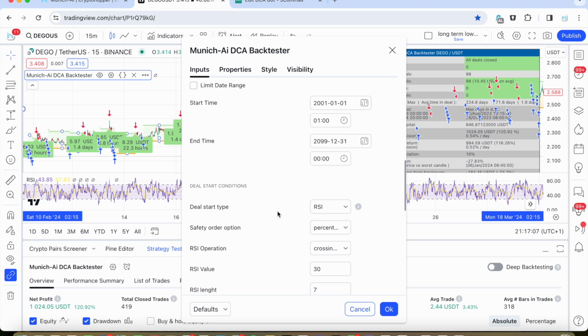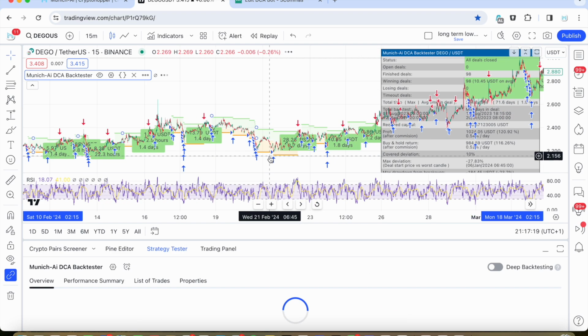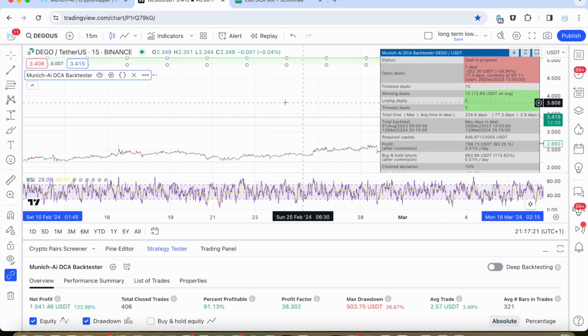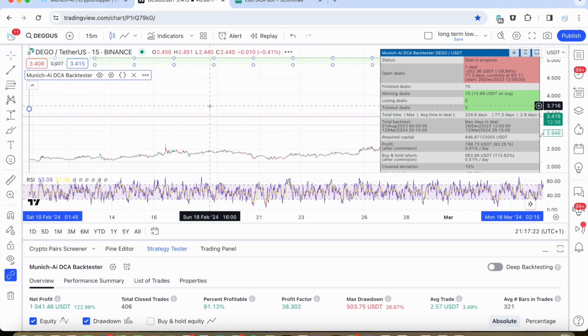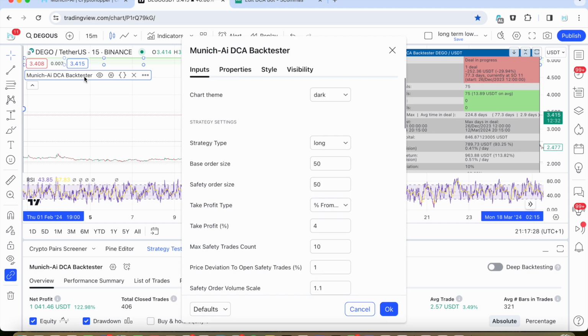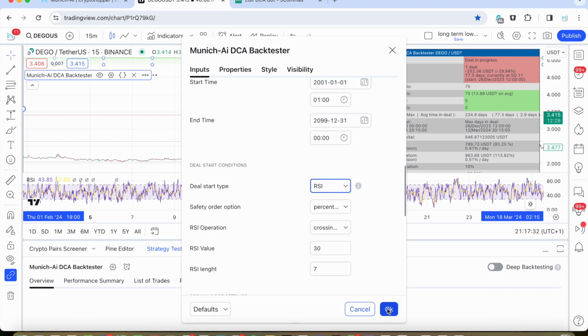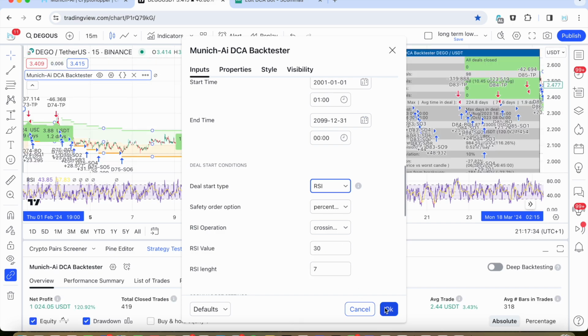And the special thing is the RSI. In the last video, please watch it if you haven't, I have explained the deal start condition RSI, which is really important in this bot. If we put it on as soon as possible, you will see directly what happens. We were stuck in trades and made no profit during this day, because there was maybe a big candle a long time ago, and the bot stepped into the trade directly. So therefore, we start with the RSI and with the value 30 and length 7.